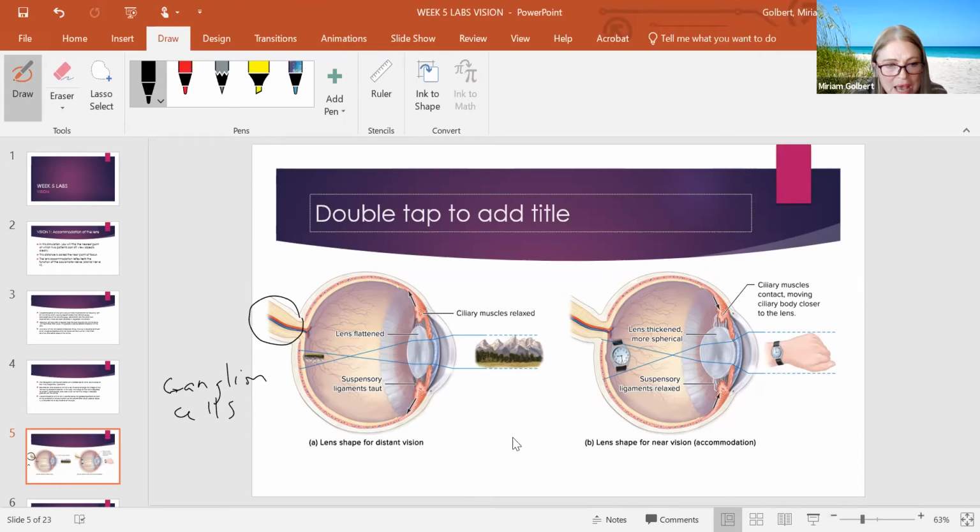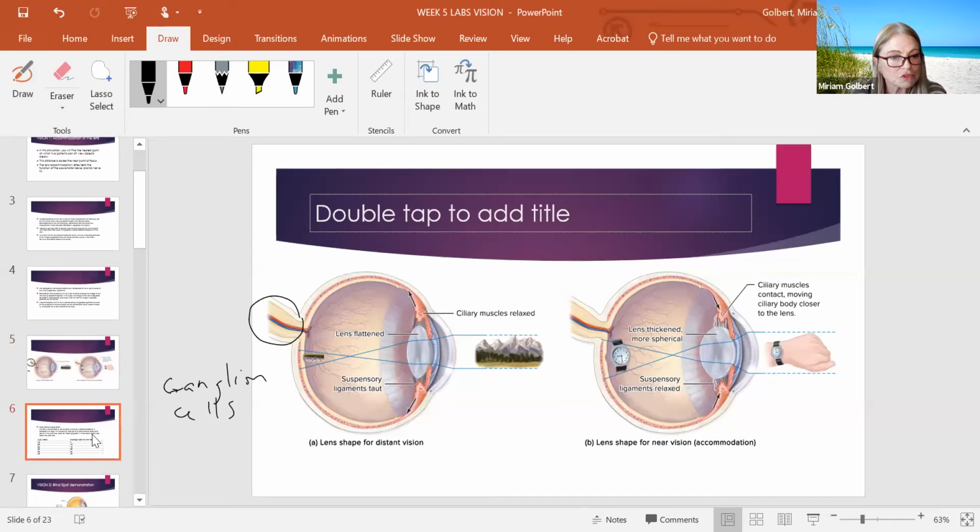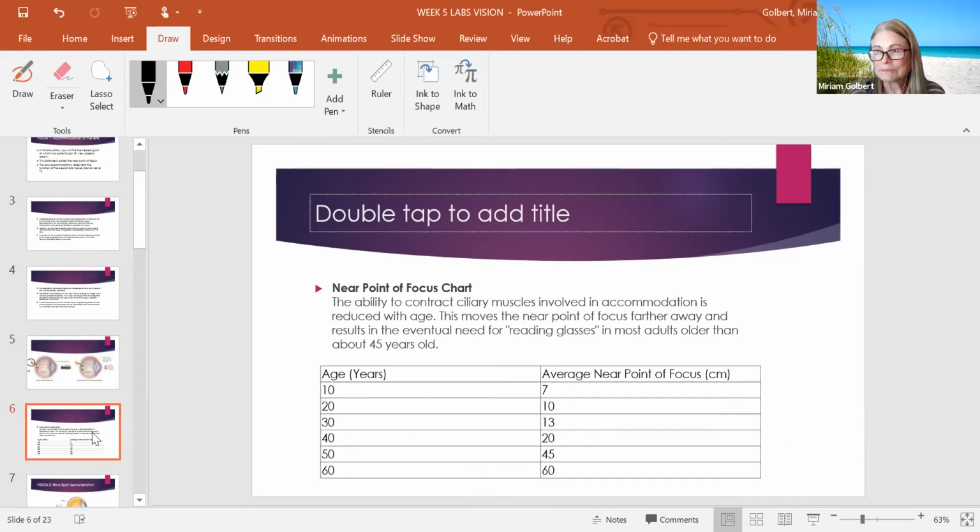Now, all the time, what we want to do is to form the image on the retina, right? Because that's where we have the photoreceptors. Questions so far? We're good? I gave you a little bit of the anatomy. So this is what I was talking about.